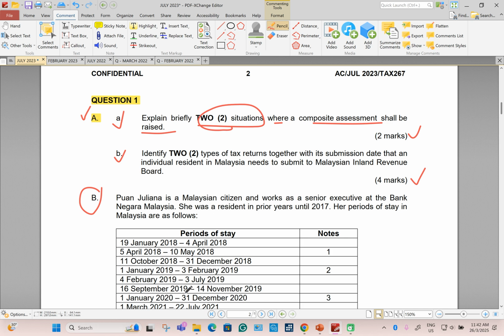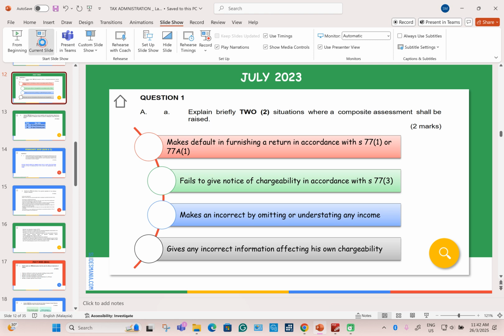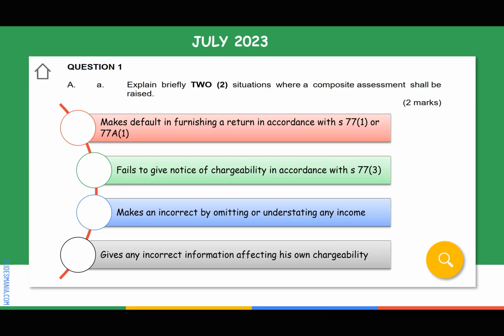Okay, for example, you guys can answer like this. Number 1, it could be that the taxpayer makes default in furnishing a return in accordance with Section 77, subsection 1. This one is very hard to memorize because it involves the section, isn't it? Or you can just simply say that the taxpayer makes default in furnishing a return. Number 2, okay, fail to give notice of chargeability. Okay, number 3, this one is easy to memorize, guys.